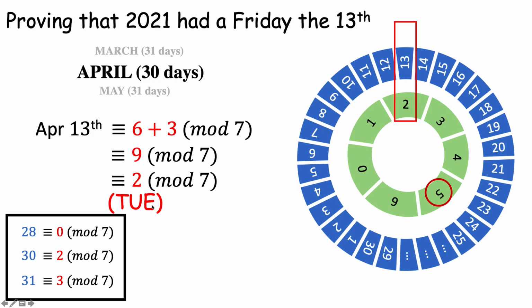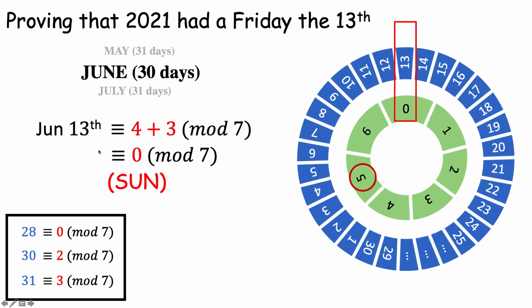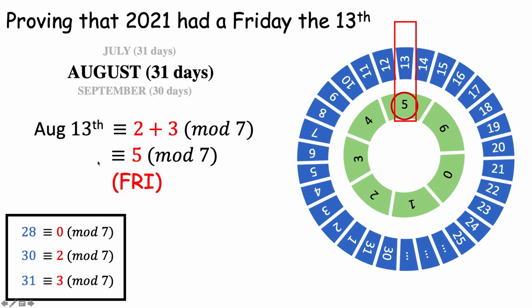And we can play this game again for March to get 4 mod 7, for May to get 4 mod 7, then for June to get 4 plus 3, that is 7 mod 7, which is 0 mod 7, then July, which would become 2 mod 7 because June had 30 days, which is 2 mod 7. And finally, we will see that for August 13th, this is 2 plus 3, and this 3 is coming because July had 31 days, which is 3 mod 7, to get a 5 mod 7.